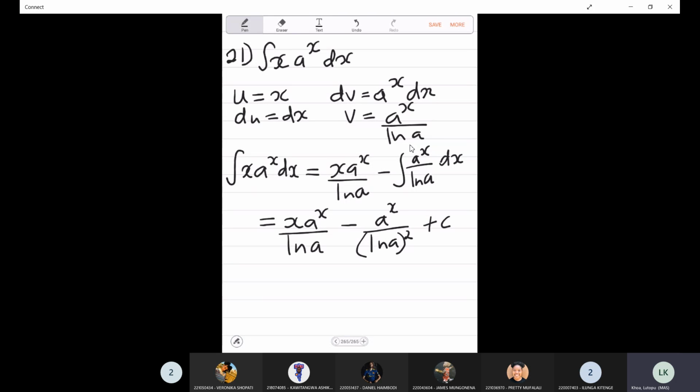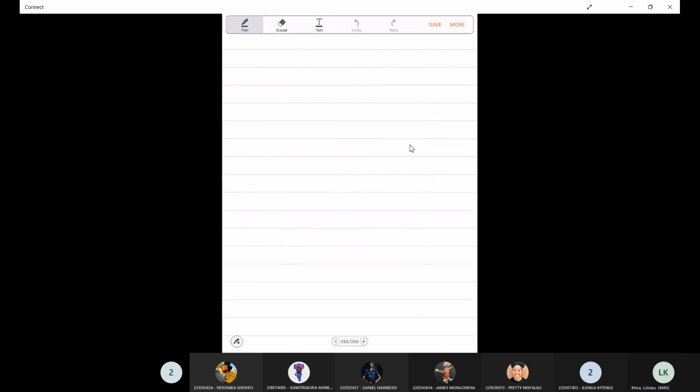And number 22. We have the integral of x log base a of x dx. So with these questions, when the base of your logarithm is not e, what you should do is rewrite the logarithm so that the base is e. And to do that, this is just ln of x divided by ln of a, and we know that ln of a is a constant, and you can always take it out.